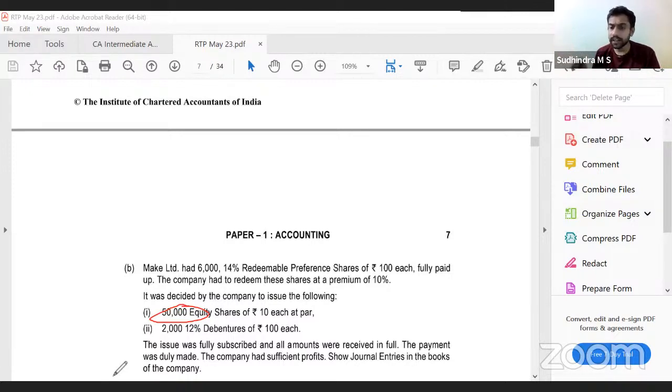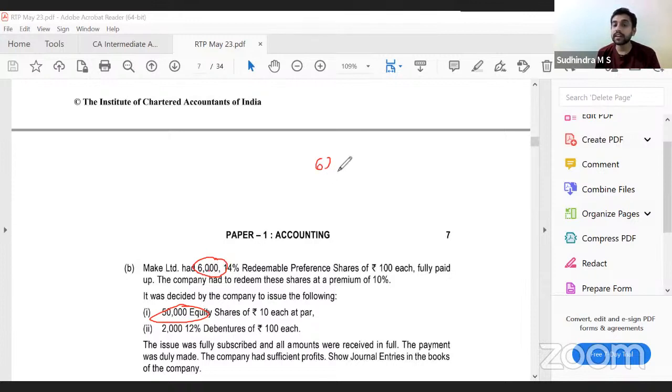Everyone understanding? Yes, sir. But Suviksha is not agreeing. The combination of the nominal value of preference share will not be sufficient. Yes, very good. See, even though we are issuing equity shares, we have to check whether we are compensating in full. What is the preference shares being redeemed?